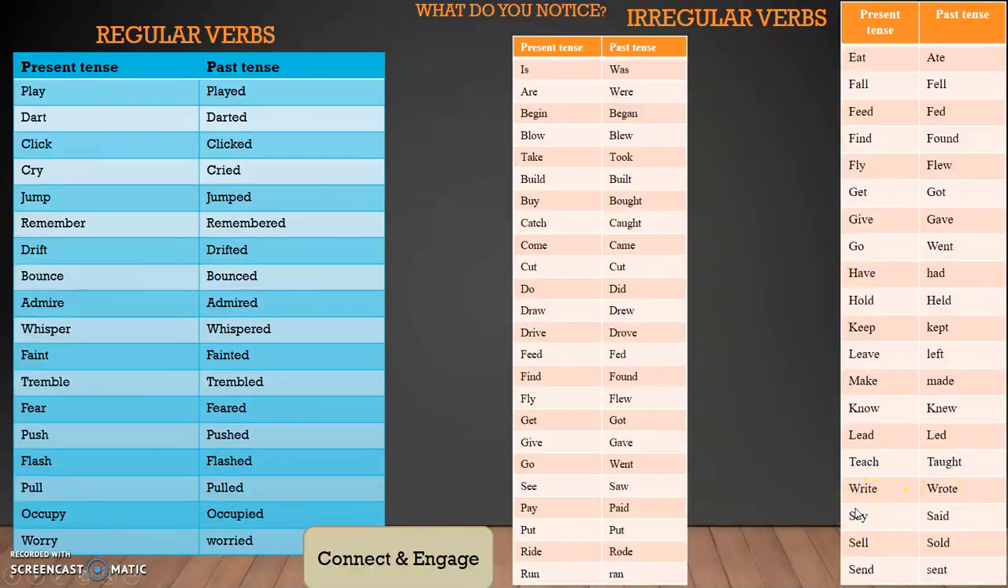Take about 10 seconds and turn and talk to your partner about what you notice about irregular verbs. Go. All right, class, I'm ready to teach. Are you ready to learn? Good. What we want you to notice is that the past tense of the verb changes. It does not follow the same pattern as you see over in the regular verbs.